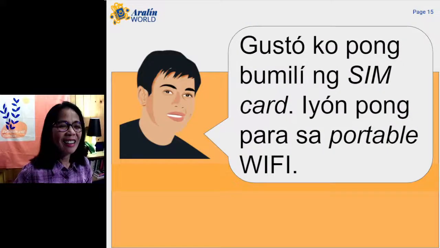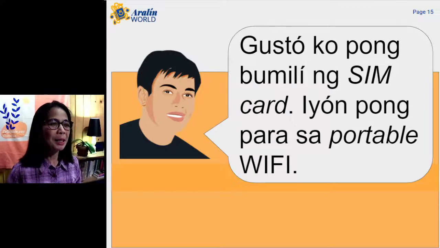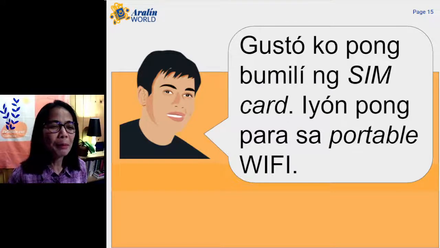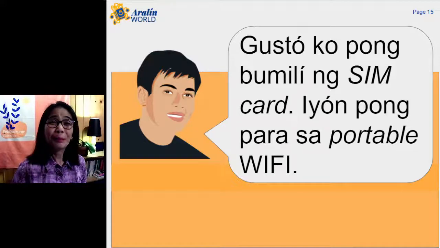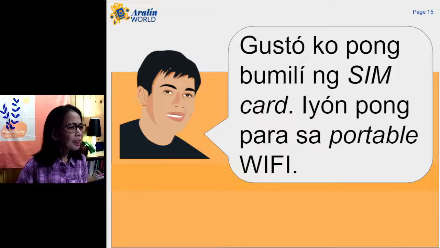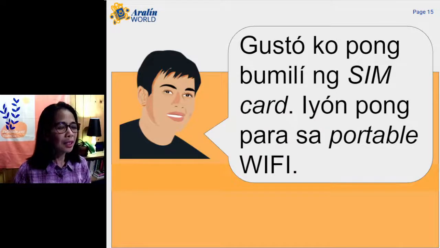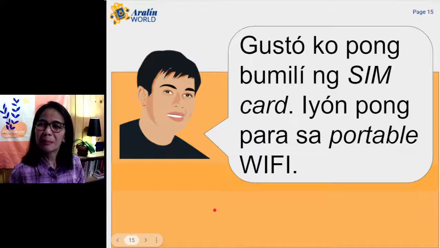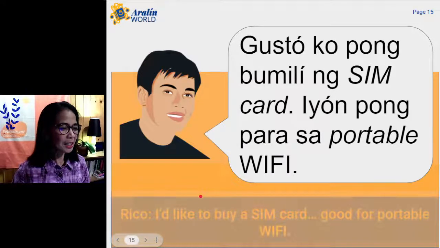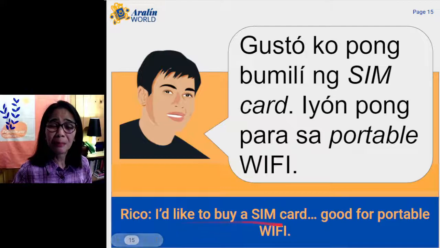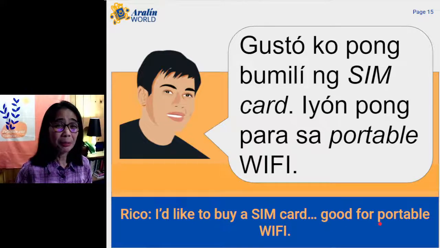Okay, now, gusto ko pong, okay, repeat after me. Gusto ko pong bumili ng SIM card. Iyon pong para sa portable Wi-Fi. That's it. Yes, and of course, it's tricky. Let me check my monitor. Yeah, there you go. It's right. And of course, what does it mean in English? I'd like to buy a SIM card good for portable Wi-Fi.